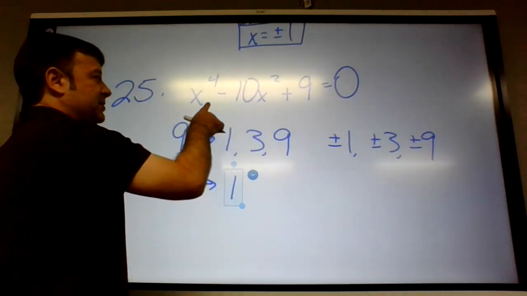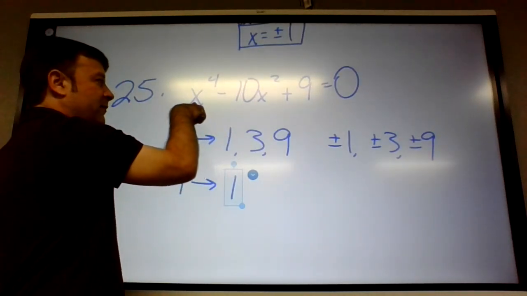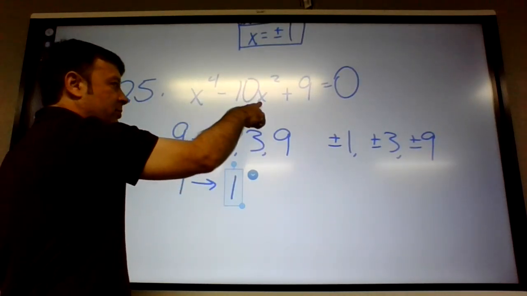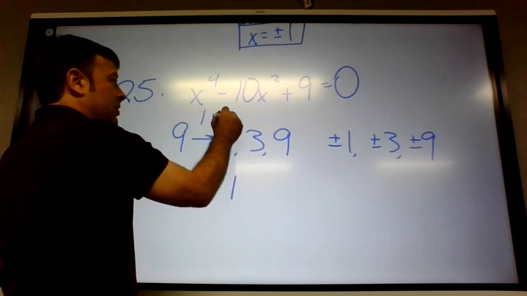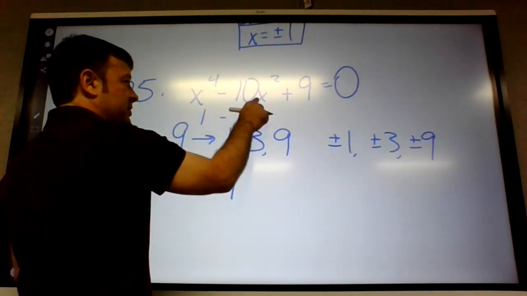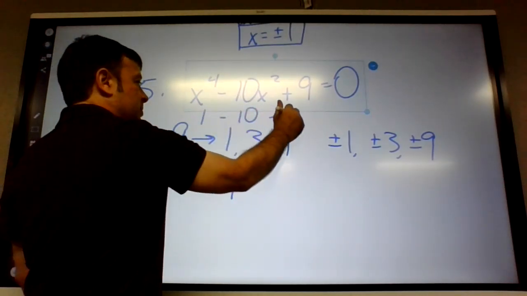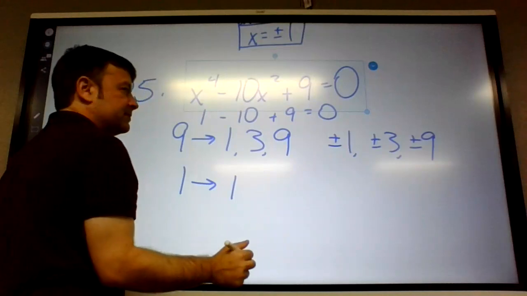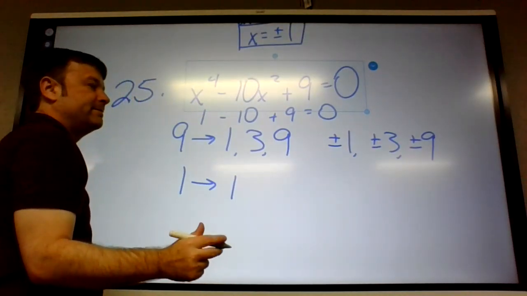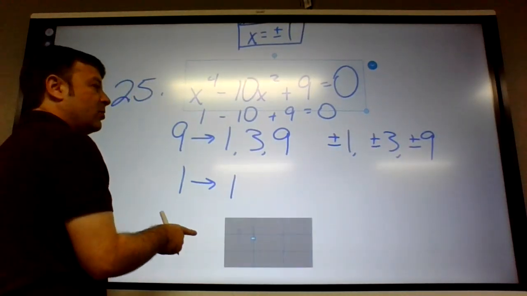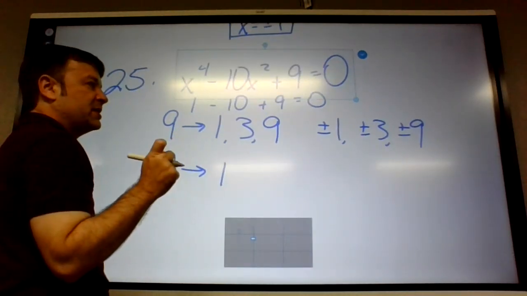Plugging in 3 is harder. If you plug in 1, 1 to the 4th is 1. 1 squared is 1. So this would be like 1 minus 10 times 1 is 10 plus 9. Does that equal 0? Yes. Okay, so 1 is one of the solutions.